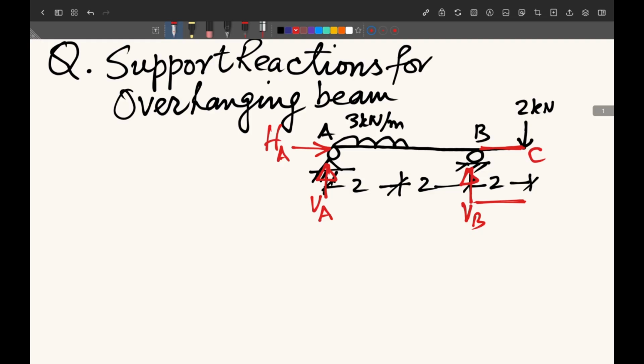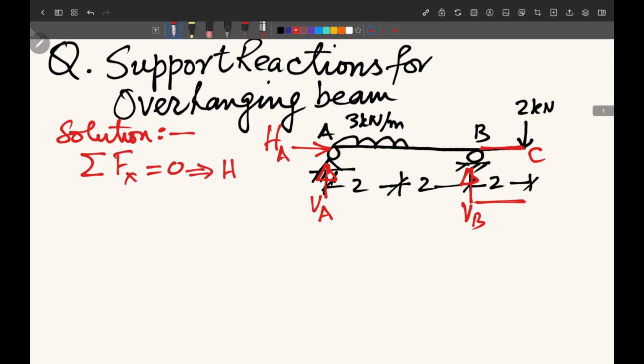Then to solve for these reactions, we have the equations of equilibrium, which we have: sigma Fx equal to 0. So here is the solution of this problem. When we say sigma Fx equal to 0, we have only one reaction here and there is no applied force. So for maintaining the equilibrium, this HA will be equal to 0.